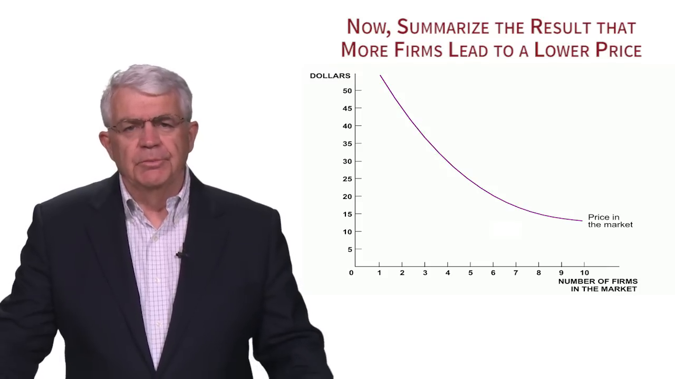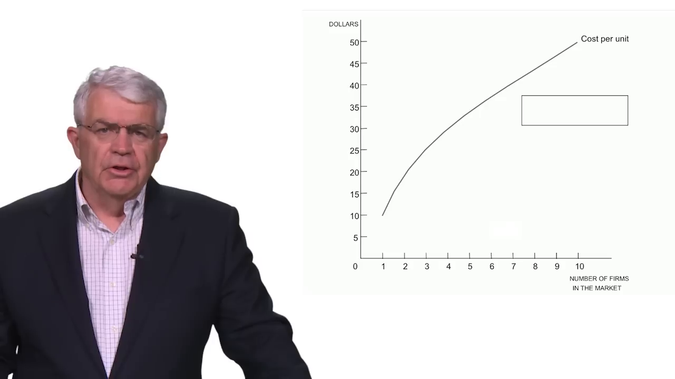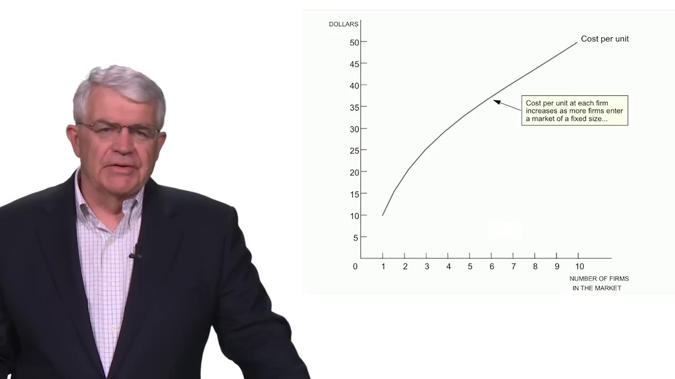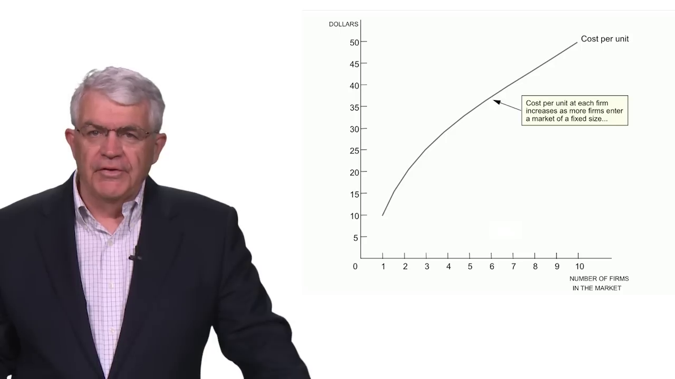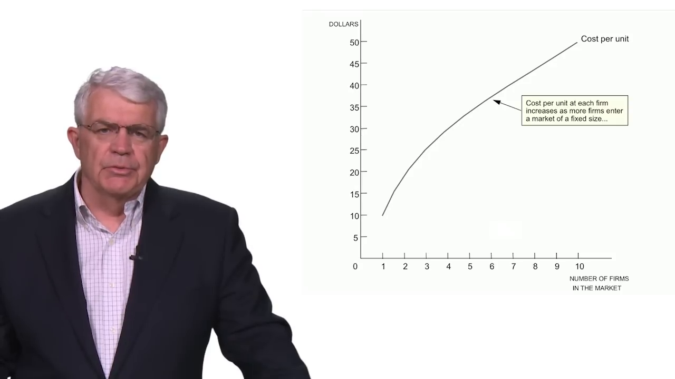Now, finally, we'll combine this second relationship with the first, and we get a little bit of a theory of what's going on. So we first have our curve that represents the fact that costs per unit will go up the more firms there are in the market. That's due to the decline in the average total cost curve. So just to say what's in the box, cost per unit at each firm will increase as more firms enter the market of a fixed size. So that's a market of a particular size. This could be just the United States, for example.